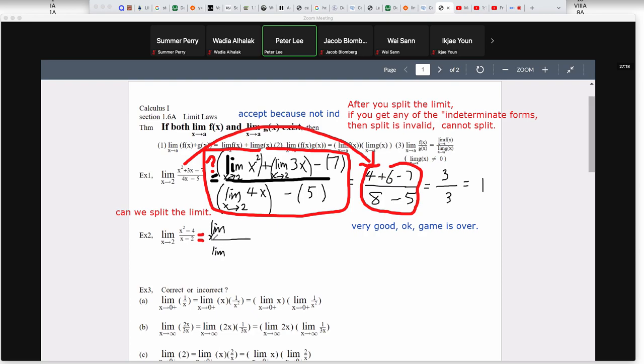I'm going to show you x approaching 2, and then x approaching 2 here. This kind of limit you have seen before, something very similar. What we see is x squared minus 4 over x minus 2. We might consider splitting this here, but if you do that, then what happens? We do get 0 over 0 form. Therefore, what can you conclude? Split is not valid. In other words, cannot split. Must go back.